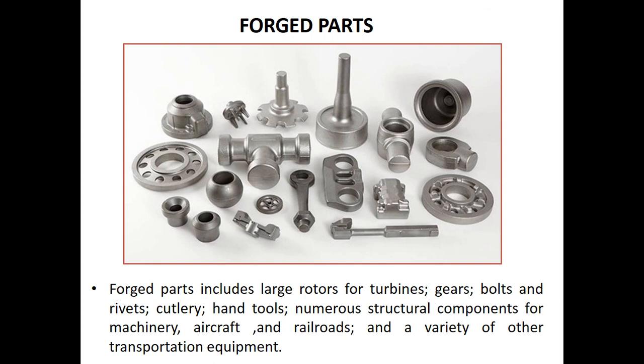Now you can see some of the forged parts. What is shown in this picture are all made using a forging process: large rotors for turbines, gears, bolts, rivets, hand tools, numerous structural components for machinery, aircraft, and railroads. All these parts are made using the forging technique.